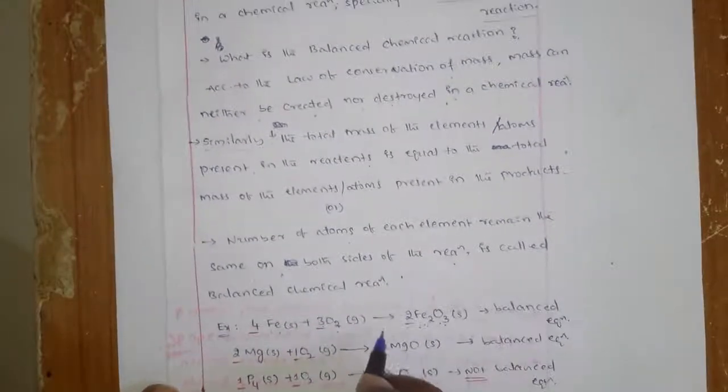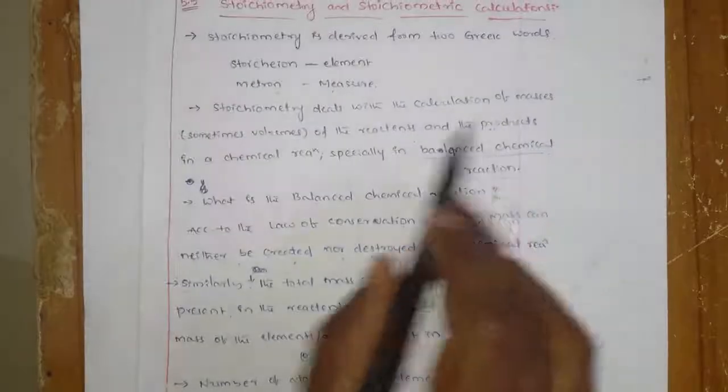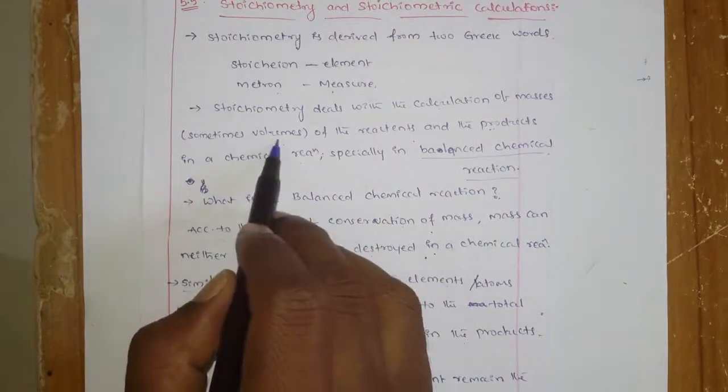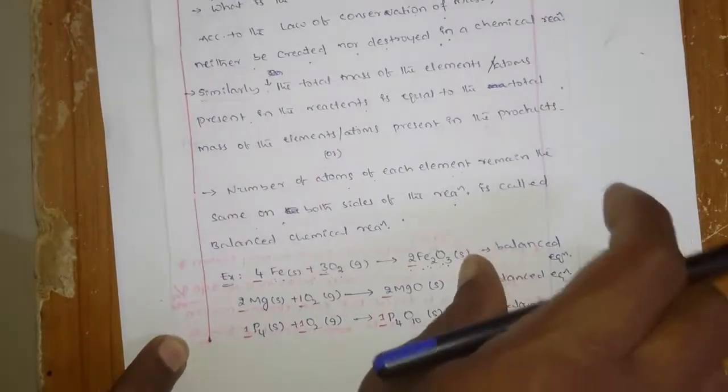Okay, right. So in this balanced chemical reaction, the stoichiometry deals with what? The calculation of the masses, or sometimes values, of reactants as well as the products. Okay, right. You see one more example, you can understand very easily what balanced reactions are.